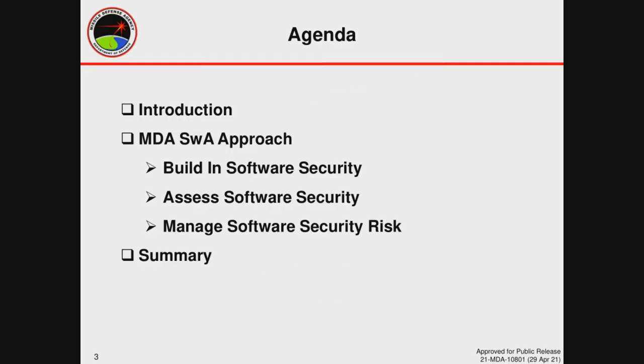So I'm going to dive right into the agenda. The objectives of this presentation are to provide an introduction to the topic of software assurance and provide an overview of what we did at the Missile Defense Agency to implement software assurance throughout our systems engineering cycle. There are really two pieces to this presentation. The first part frames and motivates why I think this topic is important. The second part describes the approach we took to incorporate software assurance all throughout our engineering and business practices.